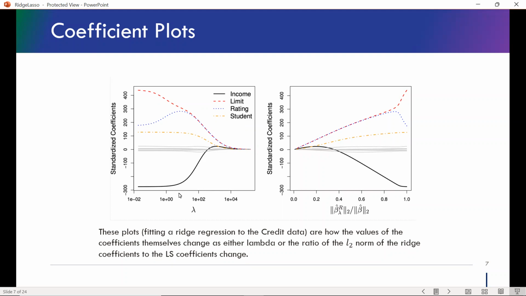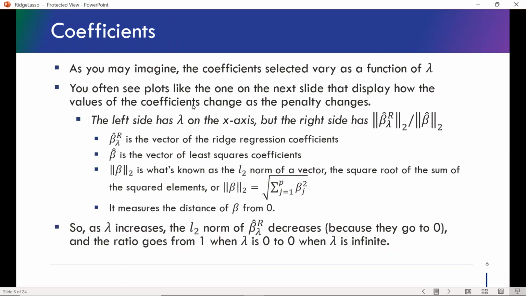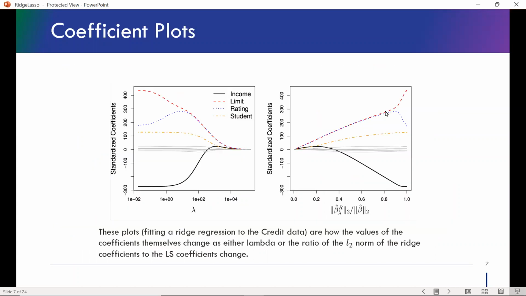And it shows when lambda goes up, those coefficients are getting closer to 0, right? Because in the middle is 0. So yeah, you will often see plots like that to display how the values of the coefficients will change as the penalty changes. We have 2 plots here. This one has lambda, the tuning parameter, on the x-axis, and this one has this ratio on the x-axis.